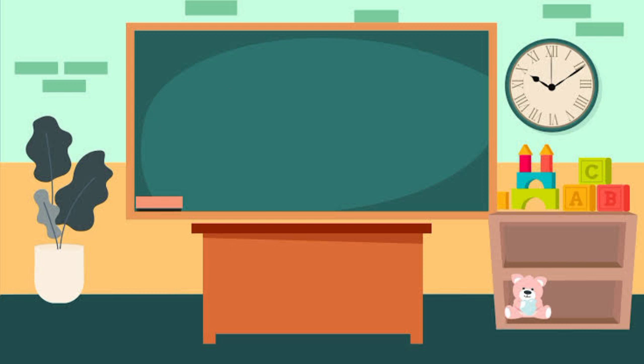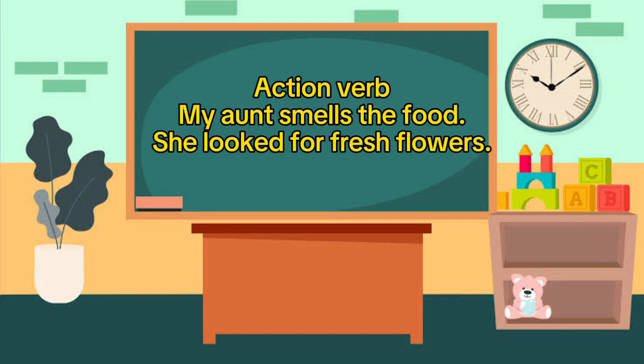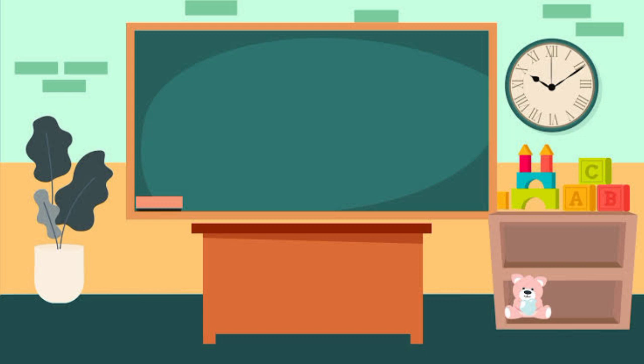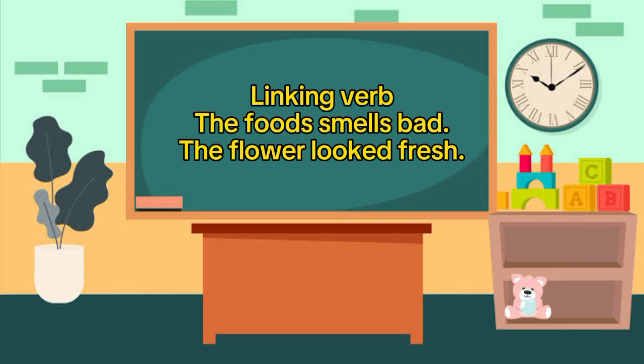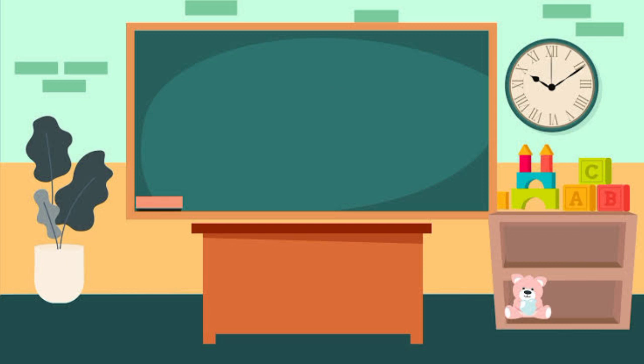Some verbs can function as either linking verbs or action verbs. For example, my aunt smells the food. She looked for fresh flowers. And on the other side, the linking verb: The food smells bad. The flower looked fresh. A quick and easy test is to replace the verb you suspect in the sentence with an appropriate form of a true linking verb. If the sentence still makes sense, it is a linking verb. If it is not logical with the substitution, it is an action verb.